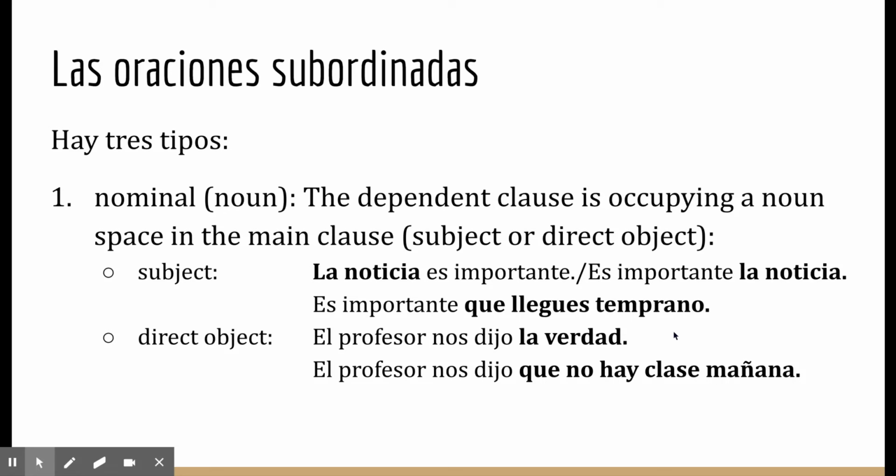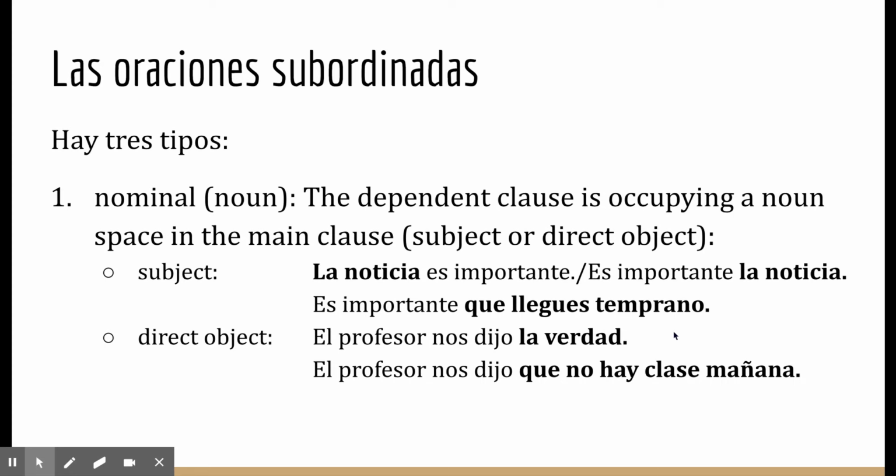Or it could function as the direct object. Remember, the direct object answers the question who or what receives the action of the verb. So if you say, the teacher told us the truth, who or what did the teacher tell us? The truth, that's the direct object. But you could also put an entire clause in that spot. So instead of saying, the teacher told us the truth, the teacher told us there's no class tomorrow. Right? And so now there's no class tomorrow is sitting in the spot where that noun normally sits, right? The truth, but instead of the truth, you have that there's no class tomorrow.